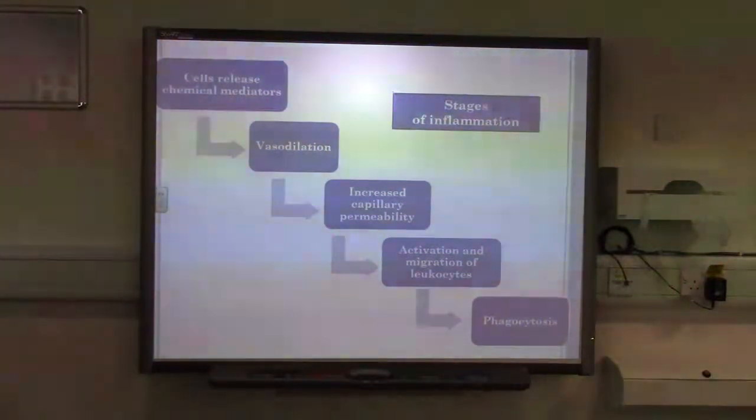This then, and I'll discuss these more as we move through the slides, causes vasodilation and increased capillary permeability. Vasodilation and increased capillary permeability is the vascular response to injury. And what this does, the vasodilation and that increased permeability of the cells, there's activation and migration of leukocytes. Leukocytes are our white blood cells, vital for protecting our bodies against infection. And then obviously phagocytosis, where the bacteria or any foreign body that is at the wound site is engulfed and removed from the body.